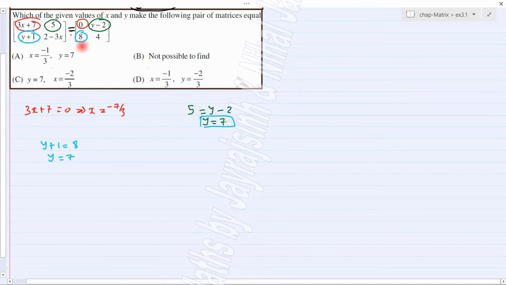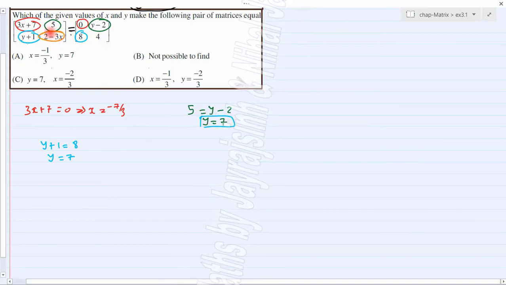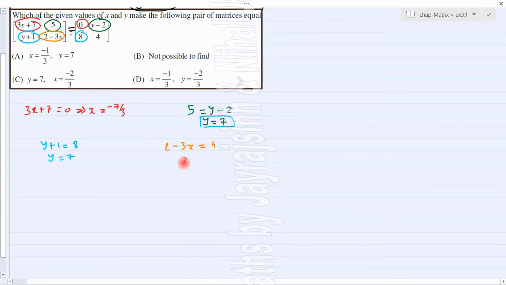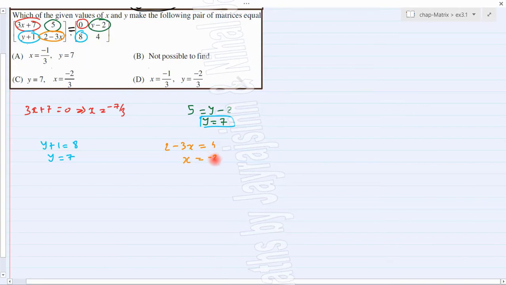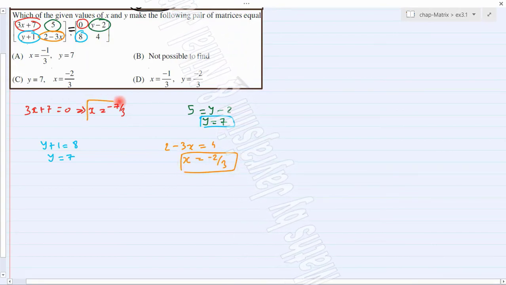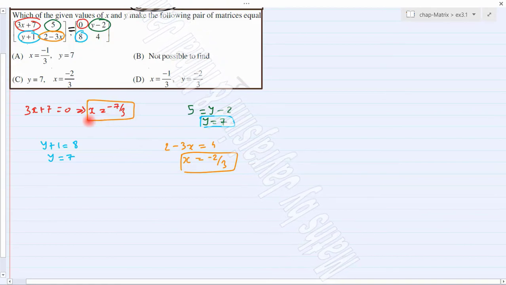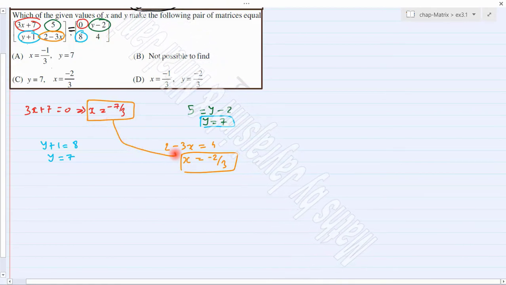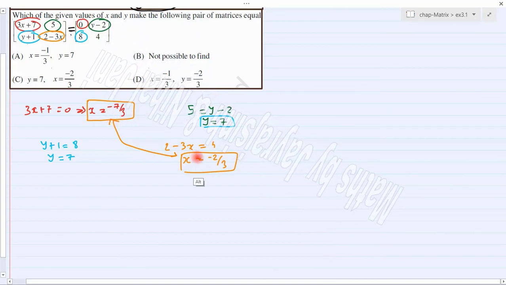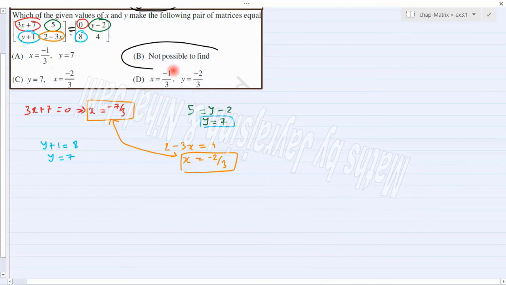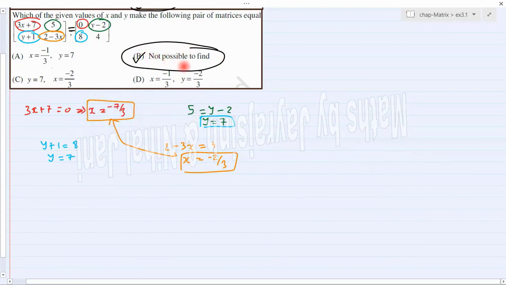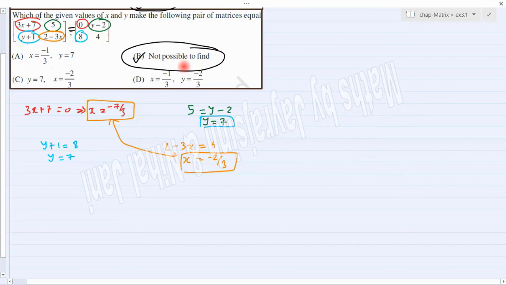And from the last element, we will get 2 minus 3x is equal to 4, or we can say your x will be minus 2 by 3, which is not equal to our previous value of x. So we can say we don't get a unique value of x which satisfies both equations. So your correct answer is option B. It is not possible to find a unique value. Ta-da!